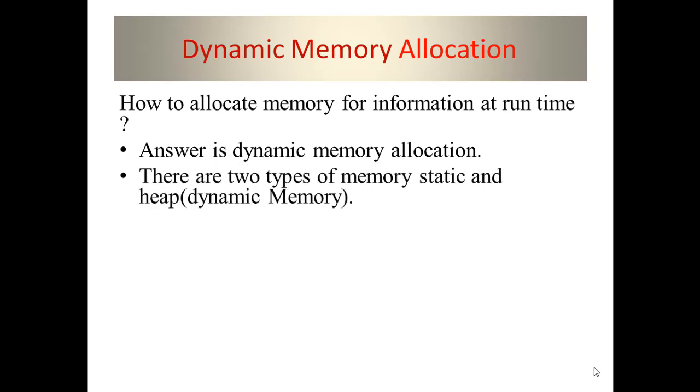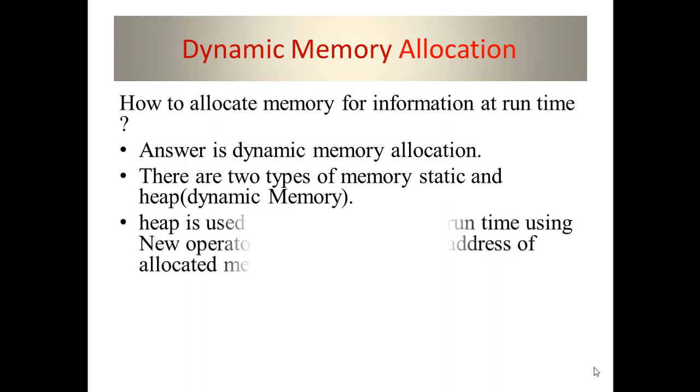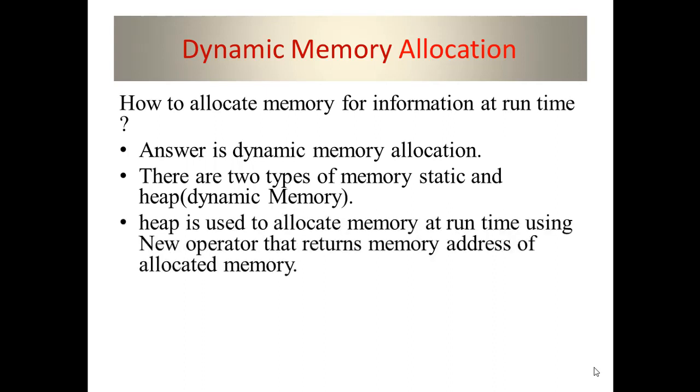There are two types of memory. Number one is static memory, in which we save data on the stack. And the second one is the heap, which is also known as dynamic memory. Heap is basically used to allocate memory at runtime using the new operator, which returns the memory address of the allocated memory.